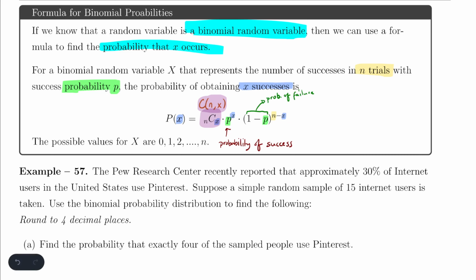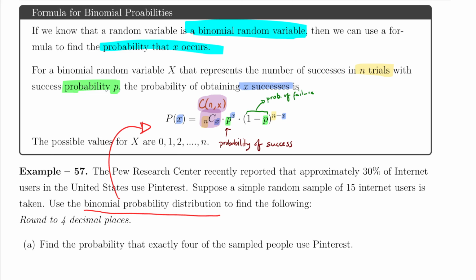It says the Pew Research Center recently reported that approximately 30% of internet users in the United States use Pinterest. Suppose a random sample of 15 internet users is taken. Use the binomial probability distribution to find the following. With time, you're going to associate this as a pretty strong statement. When they say use the binomial probability distribution, that's giving us permission to use this formula to calculate probabilities. And that's a big deal. So they said use binomial, so we can use this formula, we just have to use it correctly. Now in this formula, you see variables n, x, p.